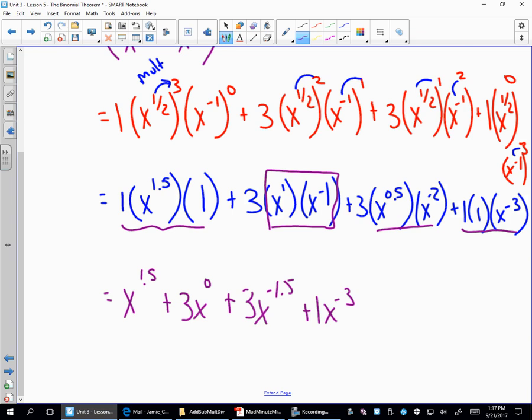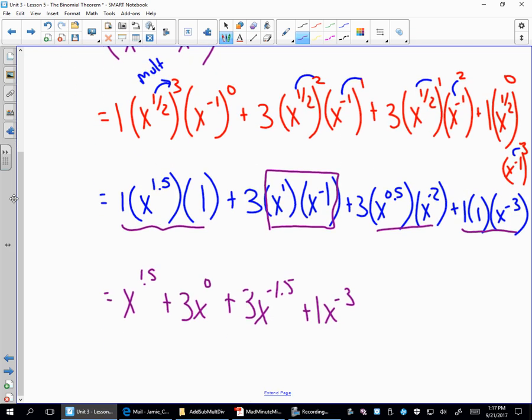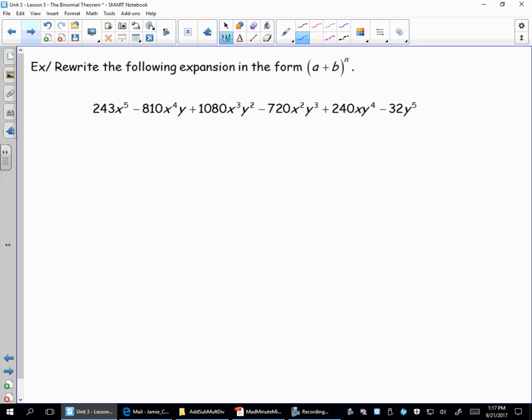We start with an exponent of 3 as our n value, so we have 4 terms, check. Our exponents follow a pattern. They're going down by 1.5 each time. Makes sense. Okay, that's how we can expand with the binomial theorem. Try one last example. We're going to try and work backwards this time.